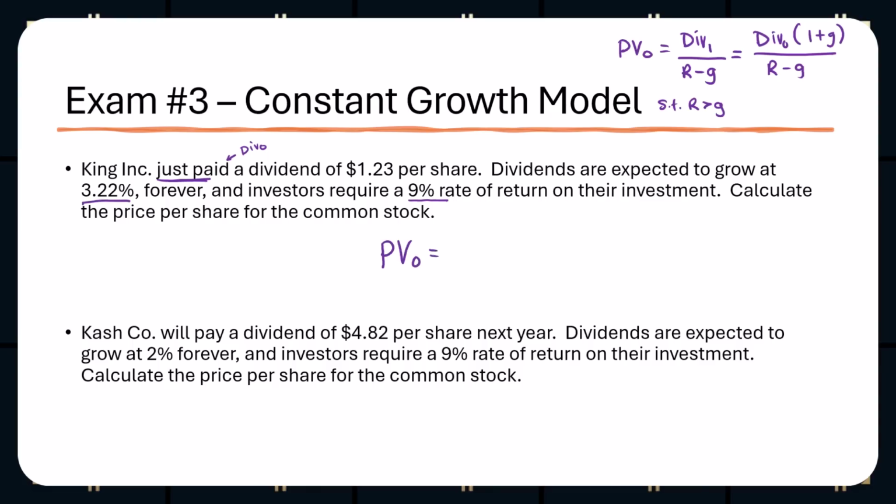So we will say, we'll take that $1.23 dividend, but we have to grow it at that 3.22%. So we'll multiply that by 1.0322, and then we will divide it by 0.09 minus 0.0322, and that will give us the price of the common stock.